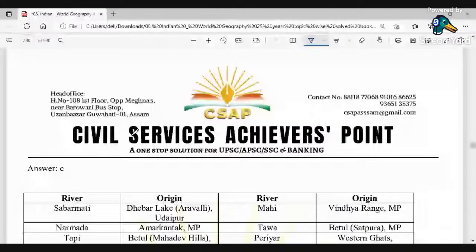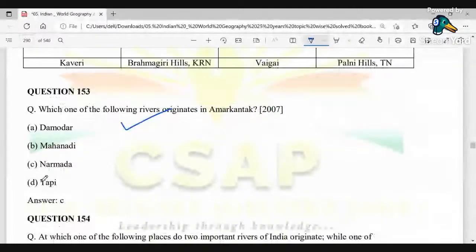Next, which one of the following rivers originates in Amarkantak? So it is Narmada, that is C. Okay, so Narmada river rises in Amarkantak.